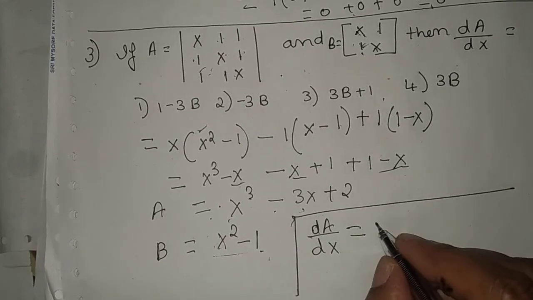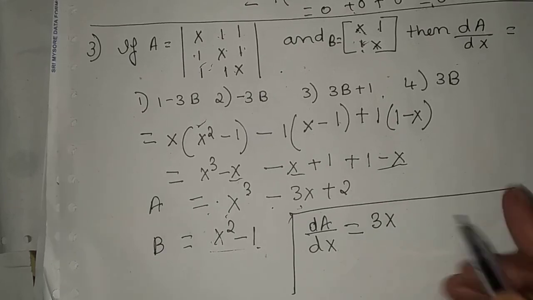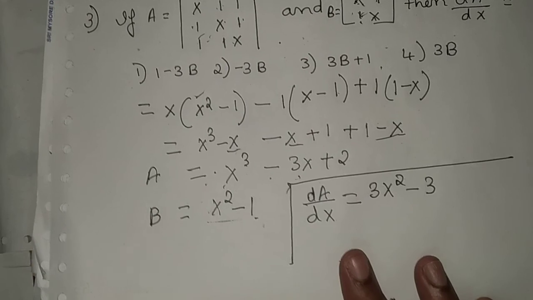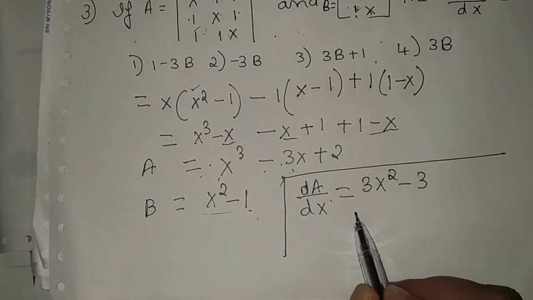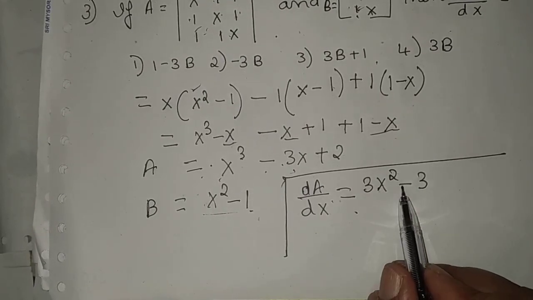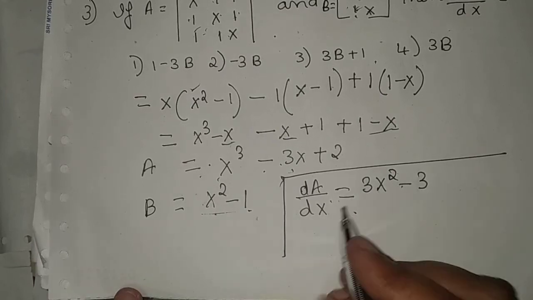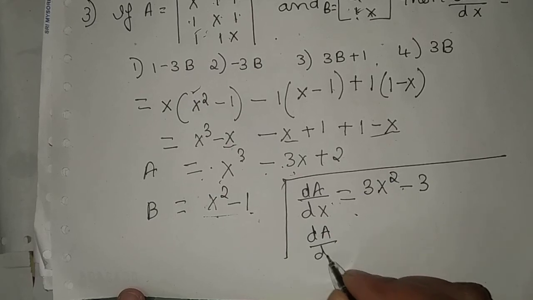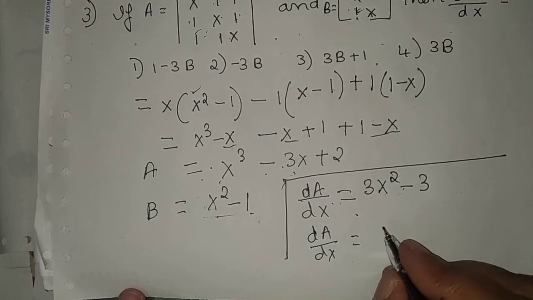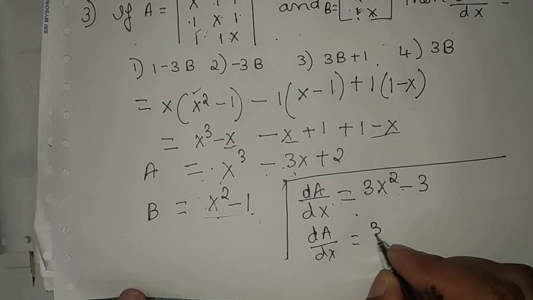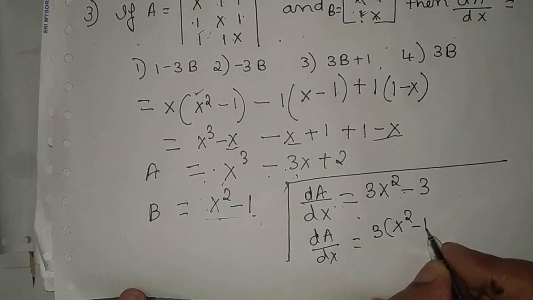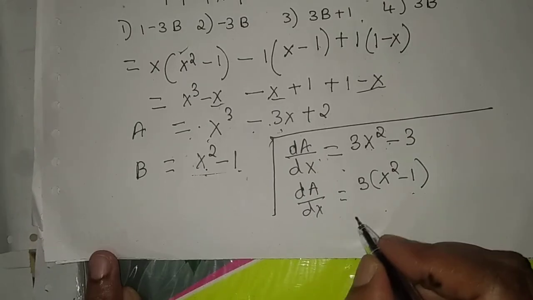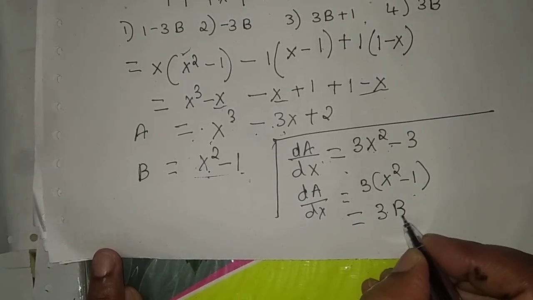that is this one, 3x square minus 3, differentiating. So we get dA by dx equal to 3x square minus 3. Then substitute here. Therefore dA by dx is equal to, this can be written as, bring 3 outside, then we can write x square minus 1. Then substitute B here. See, B can be substituted here, which is equal to 3b.